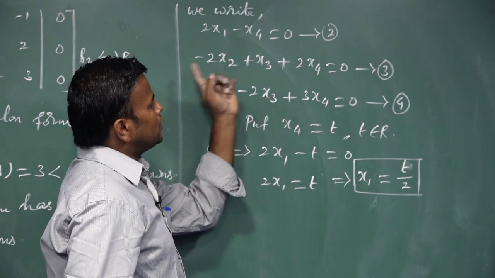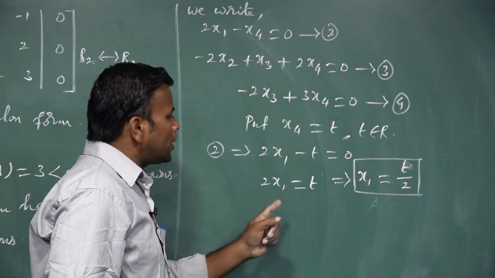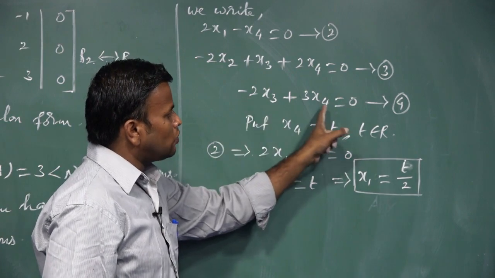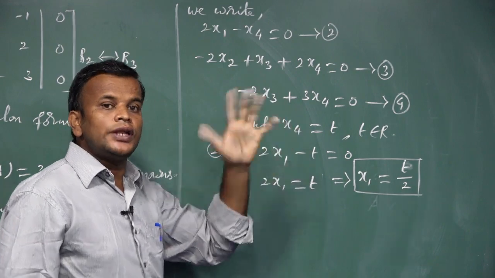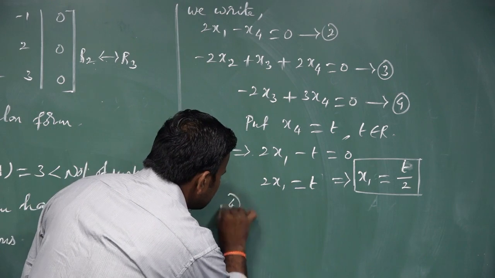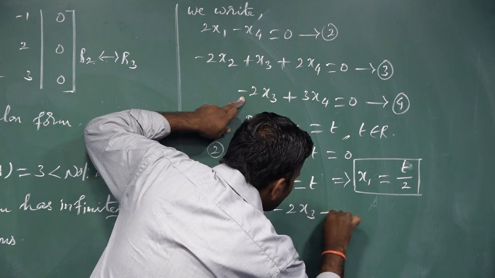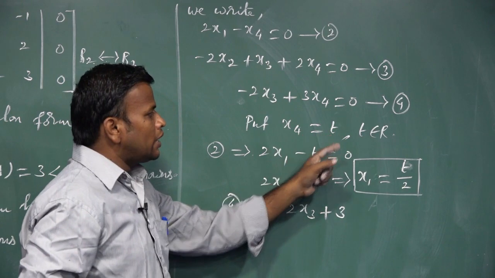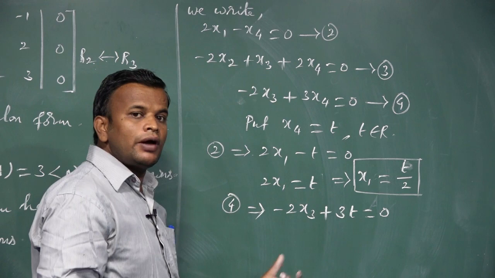Next, in the third equation, x2, x3, x4, 3 values are there. We have only the value of x4, but x2 and x3 are not there. Next, I see the fourth equation where x4 is there. Using the value of x4, I find the value of x3 also. So the next step, I use the value of x4 in the fourth equation. It gives minus 2x3 plus 3x4. We take the value of x4 as t, is equal to 0. We need the value of x3.